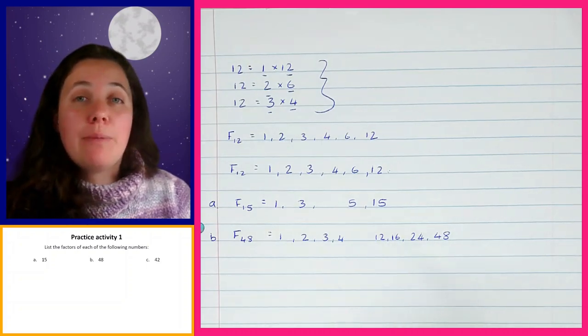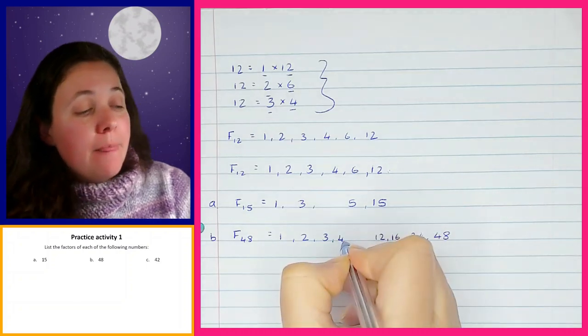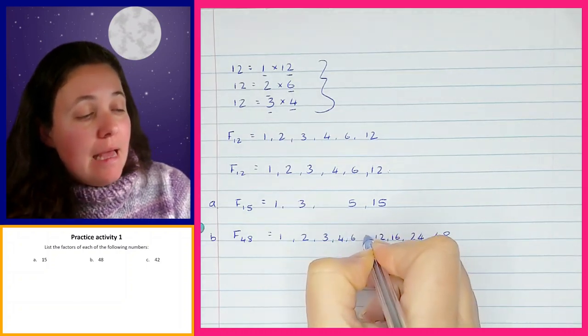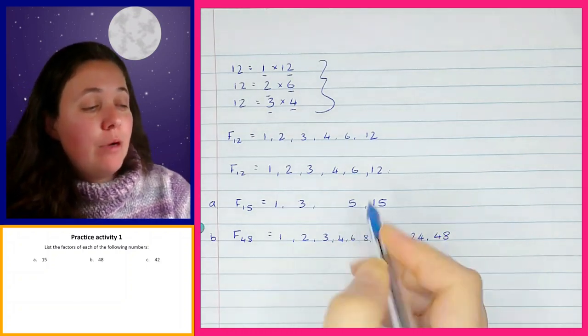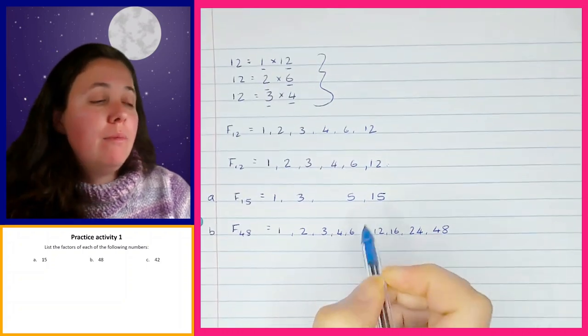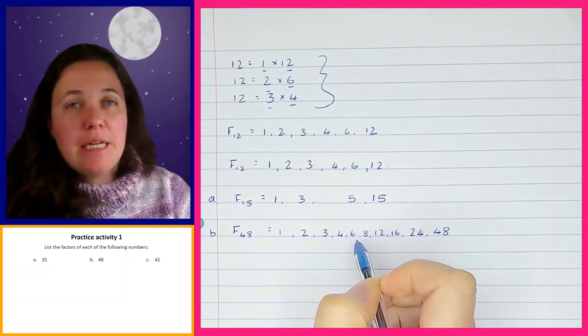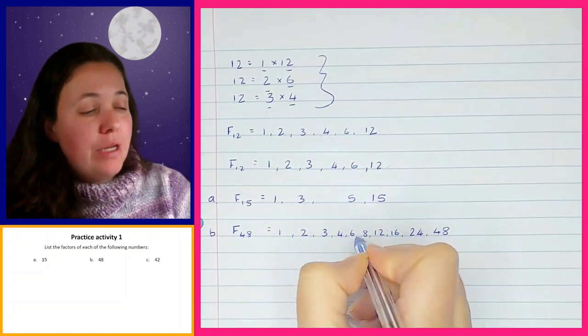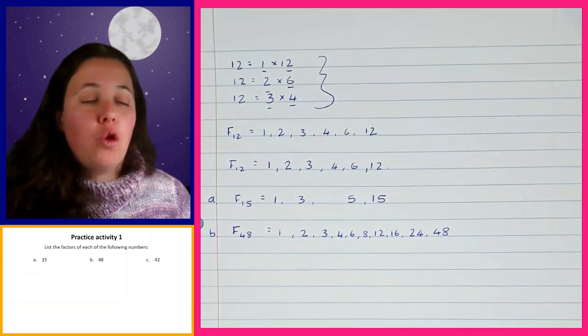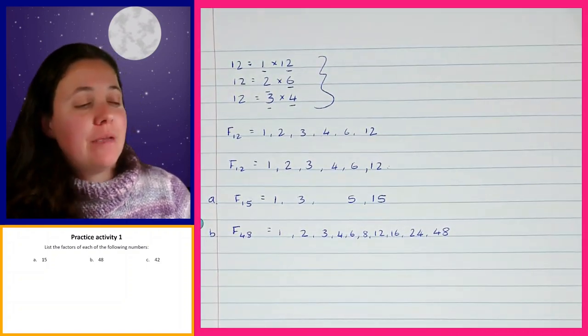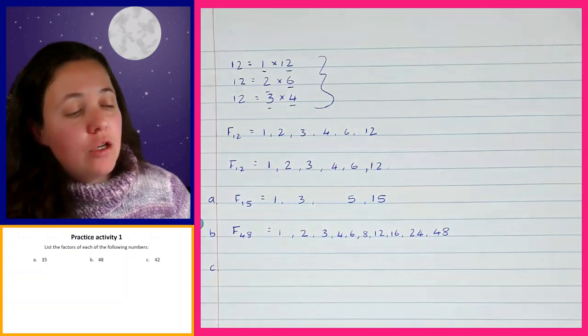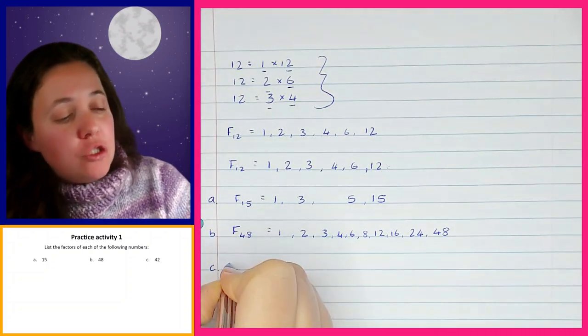Now, 48 divided by 6 will give me 8, so I'm going to put 6 over here and 8 over there. Now, you can see that I'm running out of space, but that's not really a problem because the only number that I have left to check is 7, and 7 doesn't go into 48, so I've got all of my factors for 48 over there. Then the last one that we have to do is 42.